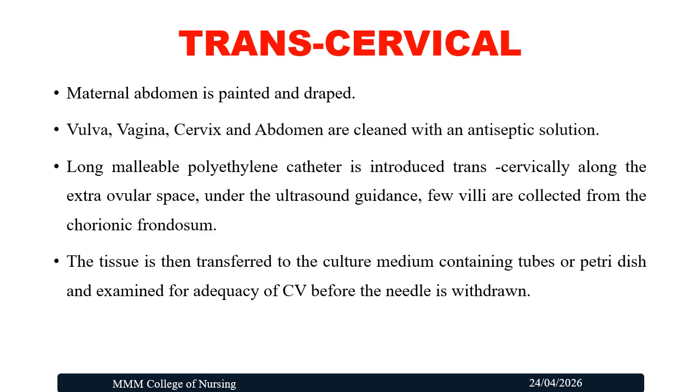Next method is transcervical. The maternal abdomen is painted and draped. The vulva, vagina, cervix and abdomen are also cleaned with an antiseptic solution. A long malleable polyethylene catheter is introduced transcervically along the extraovular space under ultrasound guidance. A few villi are collected from the chorion frondosum. Then the tissue is transferred to the culture medium containing tubes or petri dish and examined for the adequacy of the chorionic villi.